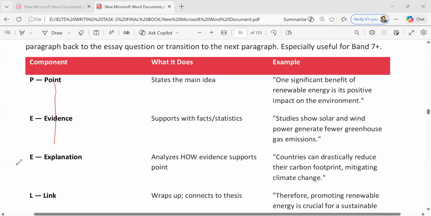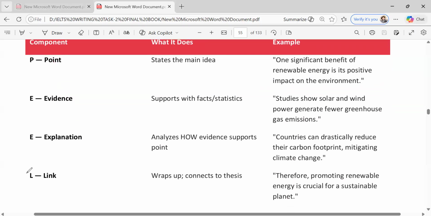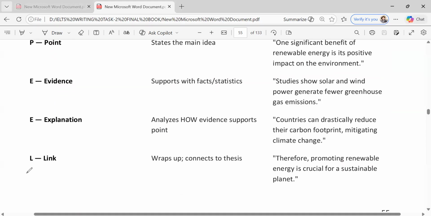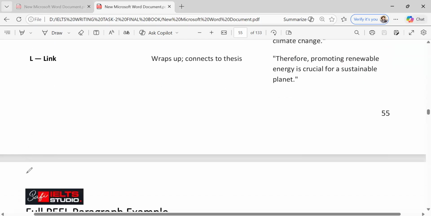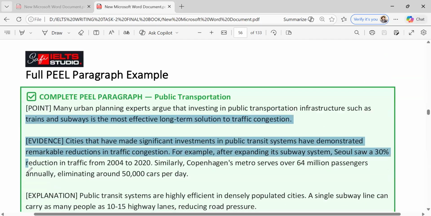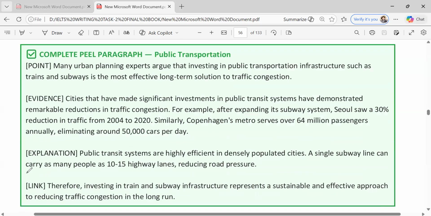So we have got how many points now? Four points. Point number one, that's point. Number two, evidence. Three, explanation. And the fourth one, that is called link. So if you want to take an example for this one, it is a complete one.